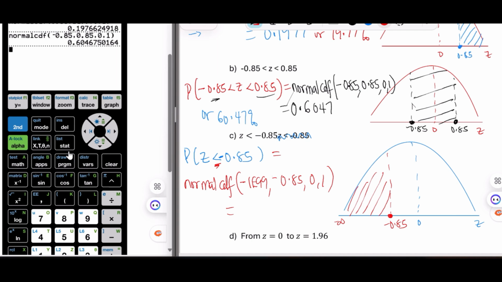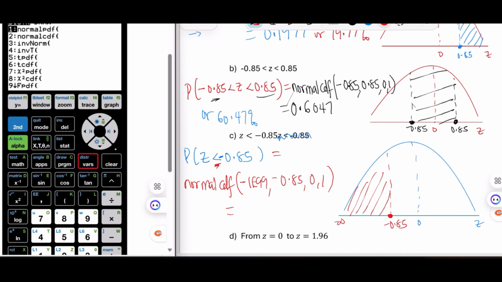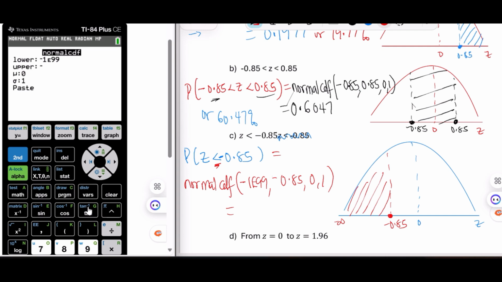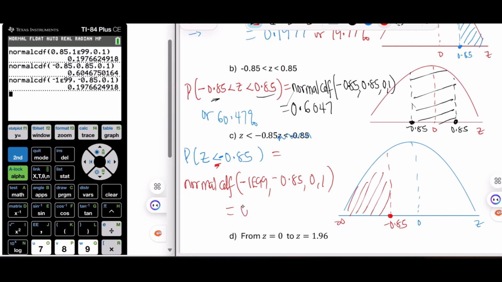Now, doing this from the calculator using the same approach, second distribution, the normal CDF. Here we have the negative 1e, which is second, and this sign, 99. And the upper bound is still also negative 0.85. Mean remain as 0, sigma remain as 1. And we paste, which is 0.1977.